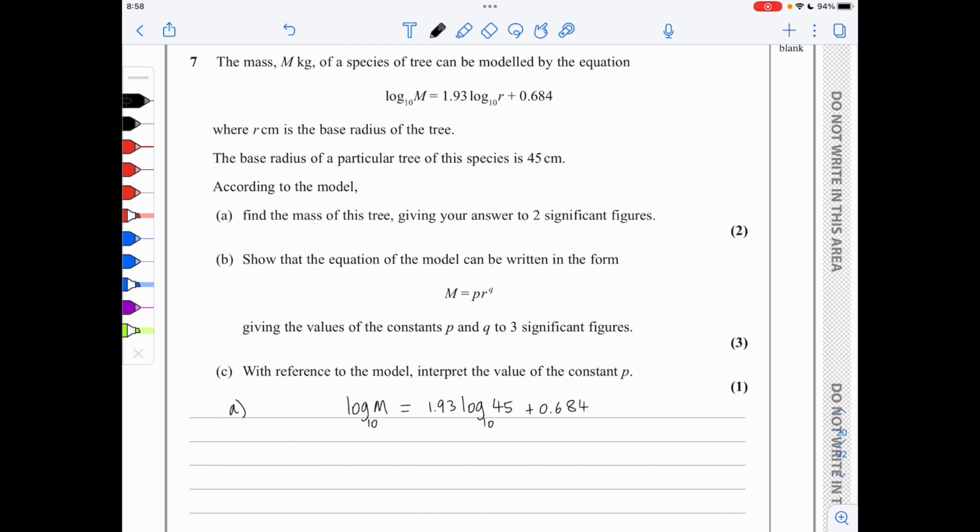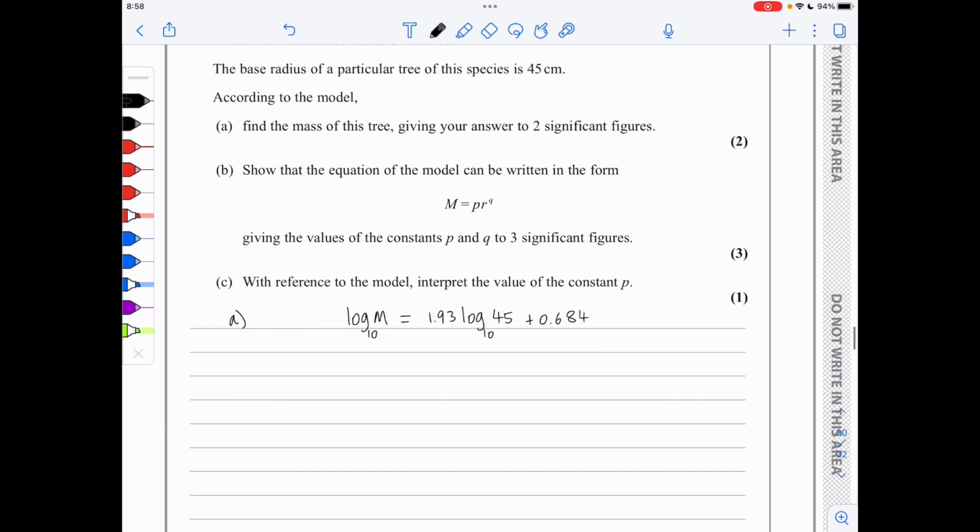0.684. Now the right hand side can be evaluated on the calculator, leading to log of M base 10 is equal to 3.8747..., and therefore M is 10 to the 3.8747, which gives an answer of 7,500 kilograms to 2 significant figures.